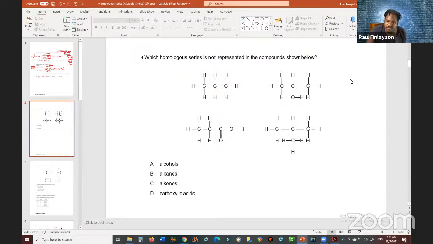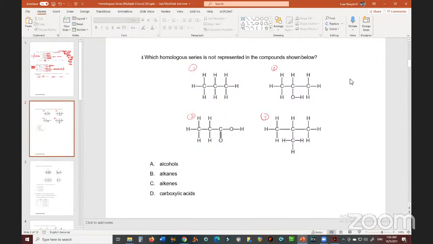We have, well, let's look at this one here. Let's call this one 1, and let's call this 2, this be 3, and this will be 4. All right, so what homologous series would compound 1 belong to?